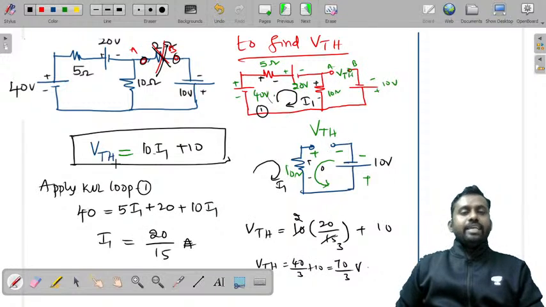So I have written VTH is equal to 10 into I1, only I1, not this current, because I have considered I2 or some other current that is in this loop as 0, because this is an open circuit. So 10 I1 plus this voltage source, and because I do not know the value of I1, I need to find it from the first loop. So I have written KVL in the first loop and found the value of I1 and substituted it back in VTH. That's how I got the value of VTH.